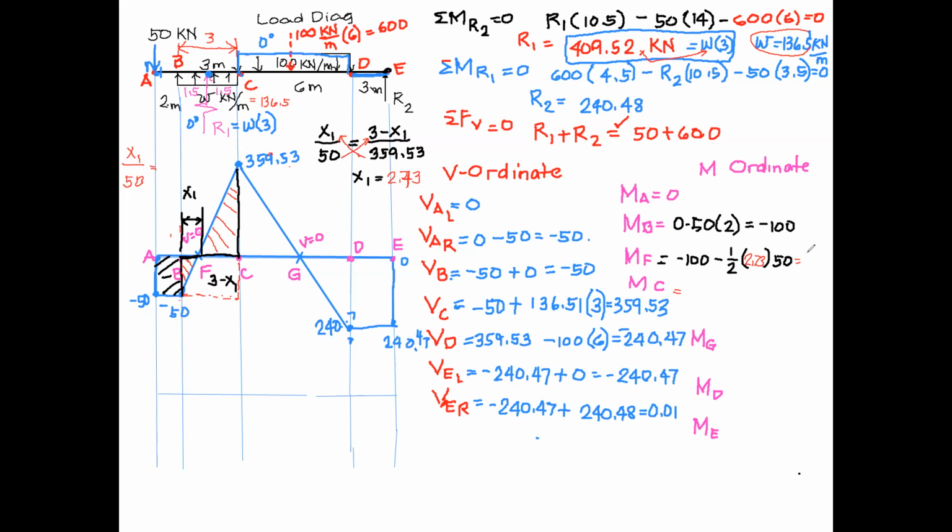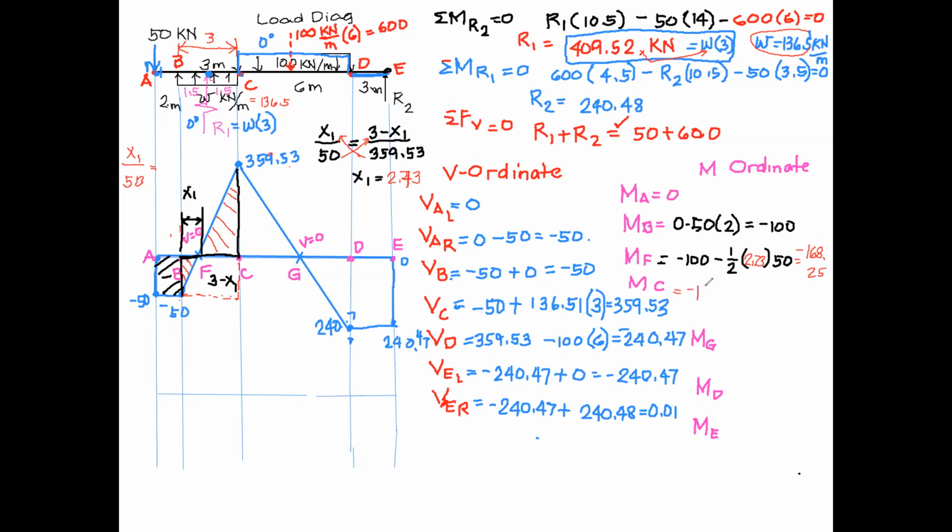Sa Mojo, what is the moment at F? Wait lang po, ma'am. Negative 168.25 po. 168.25, positive? Negative po, ma'am. Negative 168.25. So moment at C, please.